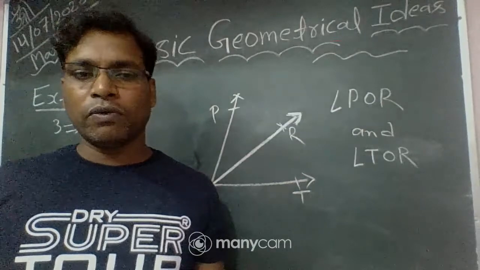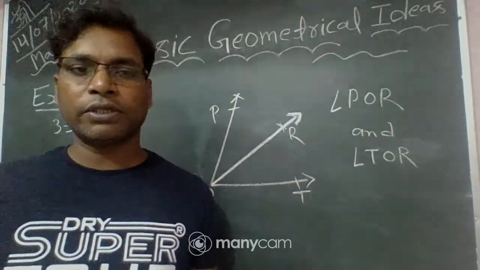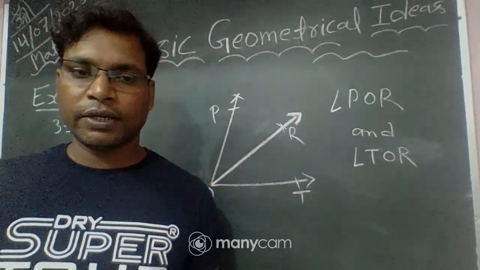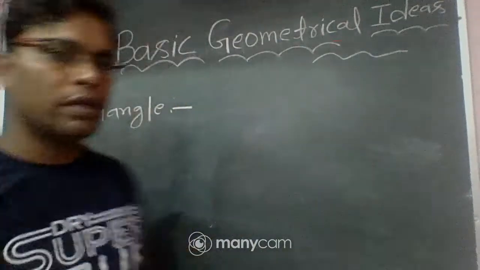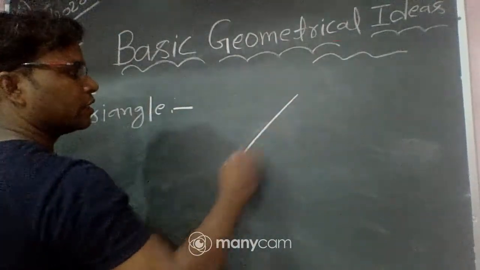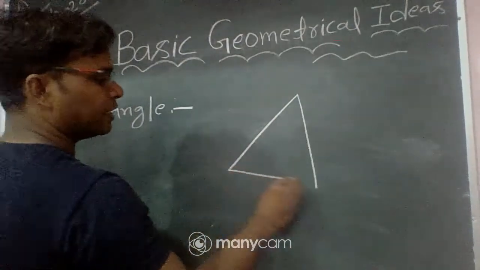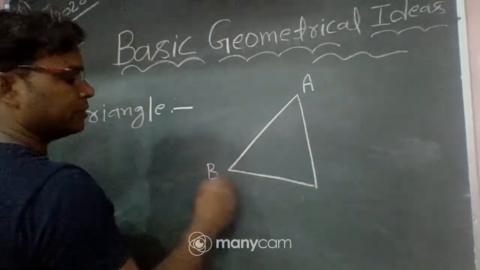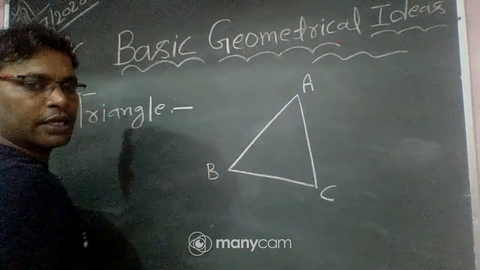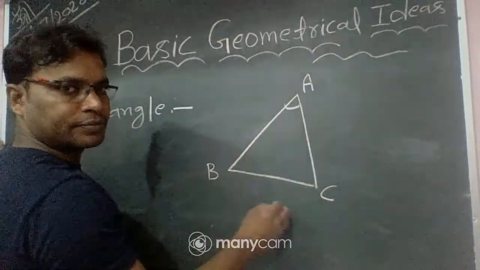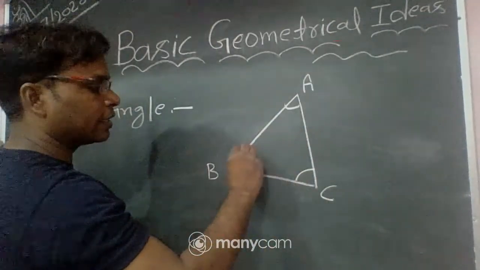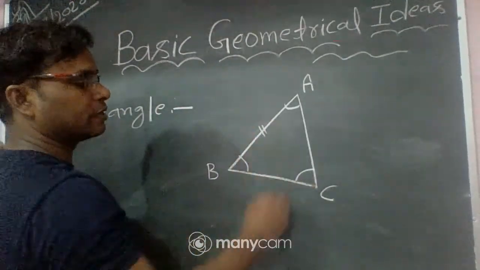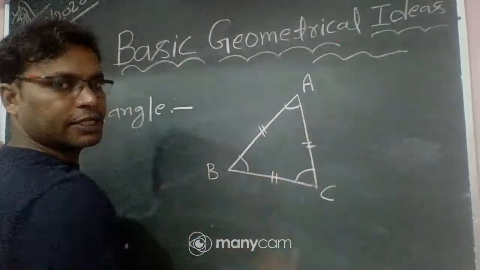Now we are going to discuss three-sided polygons. You know very well what a three-sided polygon is. The name of a three-sided polygon is triangle. So this is a triangle. It has three sides, three angles, three vertices. Suppose this is vertex A, vertex B, vertex C. And this is called angle A, angle B, angle C. Side AB, side BC, side CA.